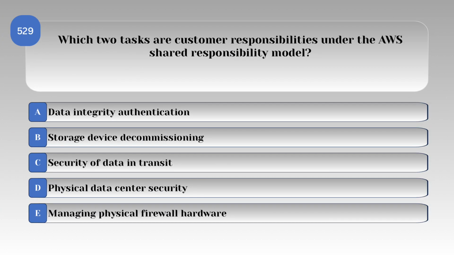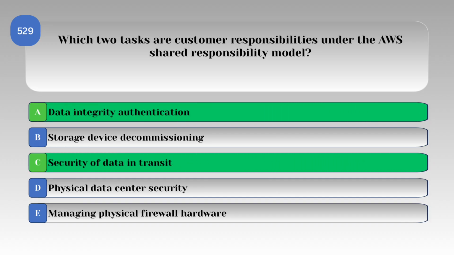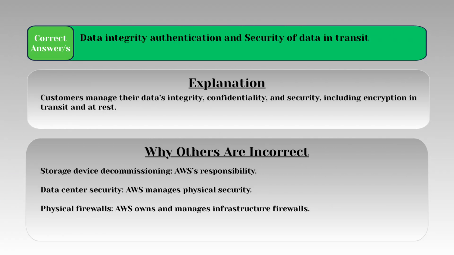Which two tasks are customer responsibilities under the AWS shared responsibility model? Correct answers, data integrity, authentication and security of data in transit. Explanation. Customers manage their data's integrity, confidentiality, and security, including encryption in transit and at rest.